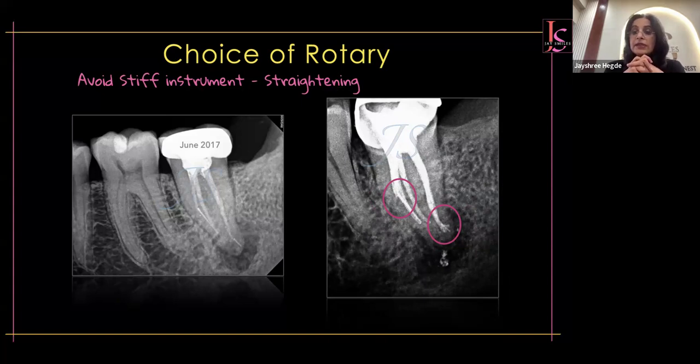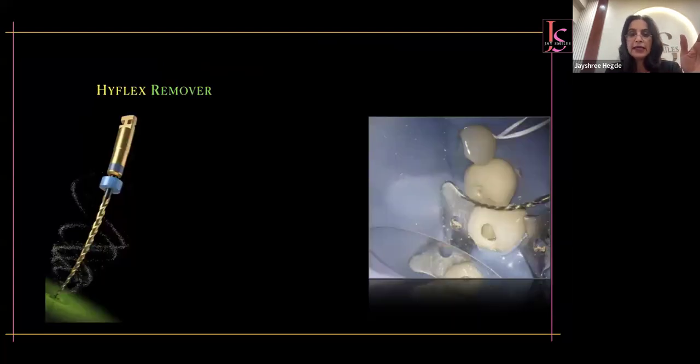I could not remove even the distal one, but you can see that my sealer has gone beyond the apex, which tells me that I have cleaned the canal. Only when the canal is very clean does your sealer go beyond the apex. If there is debris, it will not go beyond the apex.